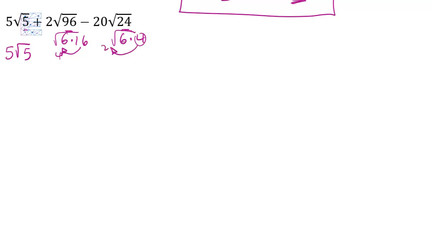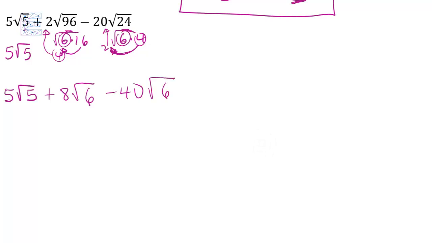So then we still have the 5 root 5 because nothing changed there. The 4 that went out would multiply the 2 that was already on the outside, making it an 8, and the 6 is remaining, so 8 root 6. On the next term, 2 went outside, so the 2 would multiply the 20 that was already on the outside. 2 times negative 20 is negative 40. And of course, the 6 stays inside because it doesn't have a root.